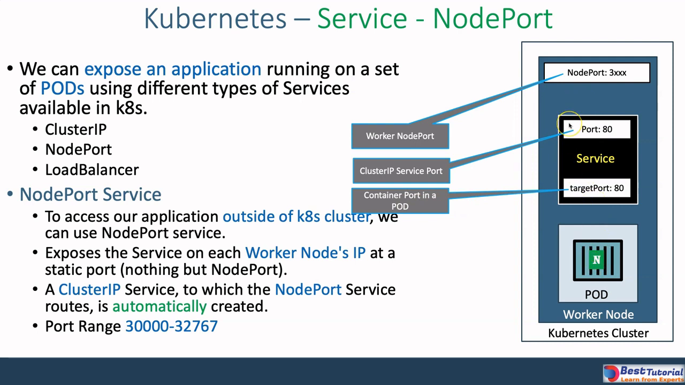Now whenever a user tries to access using worker node IP and node port, the traffic comes via our worker node's respective port, which is in this range, and then it will be sent to the cluster IP service on port 80, and from there it will be sent to the target port, which is port 80 on our pod, and then our application will be accessible. So this is about the NodePort service at a very high level.